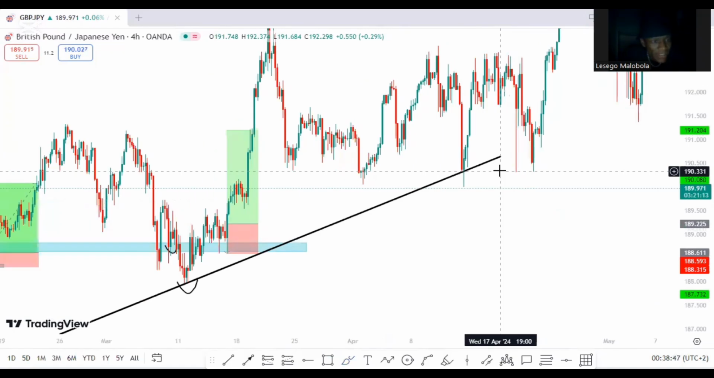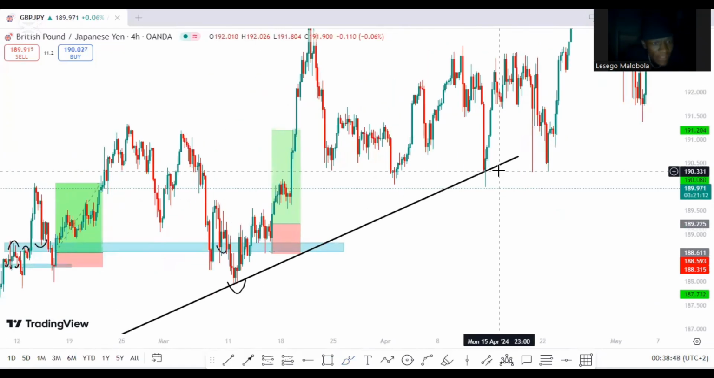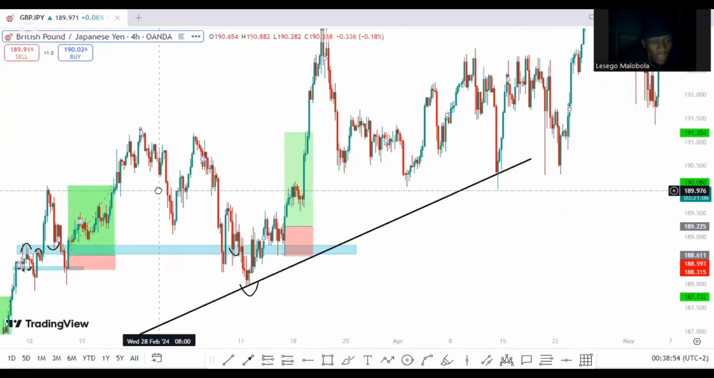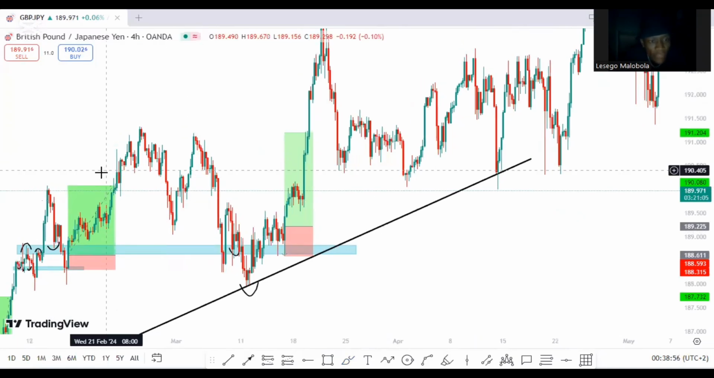Do we have support and resistance here? Let me see, just give me a minute. Sometimes you just have to go all the way to the left side to see if you can identify any support and resistance. Okay, I think we do have a support and resistance. We have a support, right? I think we do have a support here. Just gonna show you in a minute.